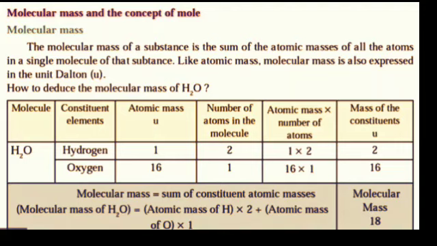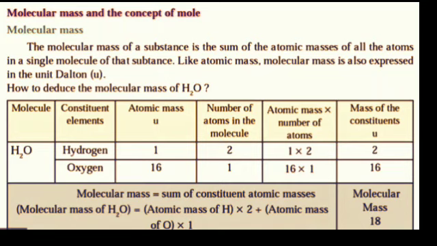Now, constituent elements, that means how many constituents are present in that. In H2O, hydrogen and oxygen, two constituent elements are there. Now, atomic mass of hydrogen and oxygen, that you have to learn, because hydrogen has atomic mass 1 and oxygen has atomic mass 16. Now, number of atoms in the molecule. In H2O, how many H are there? H2 means 2 hydrogen atoms are there, and only 1 oxygen is there in the H2O molecule.